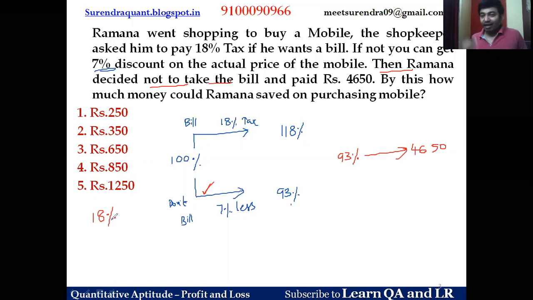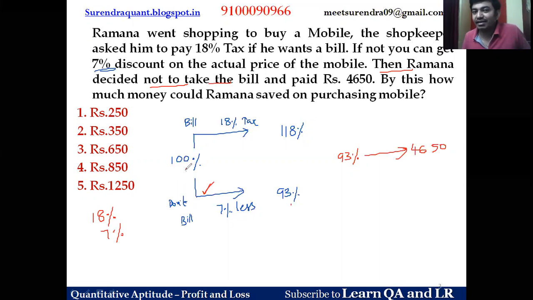By not taking the bill, he got 18% savings, because he has to pay extra if he wants the bill. So by skipping the bill, he got 18% savings. And by avoiding the bill, he got a 7% discount as well. Both of these happen on CP only.